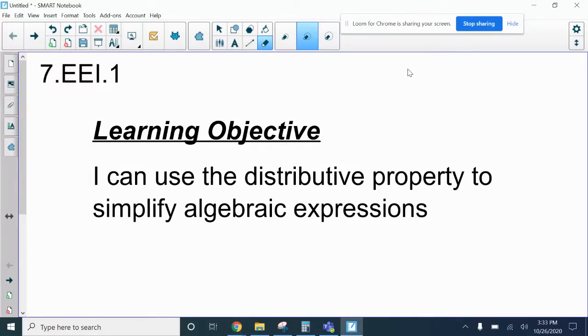All right, so today we're going to go ahead and get started. Our learning objective is that we're going to be able to use the distributive property in order to simplify algebraic expressions.